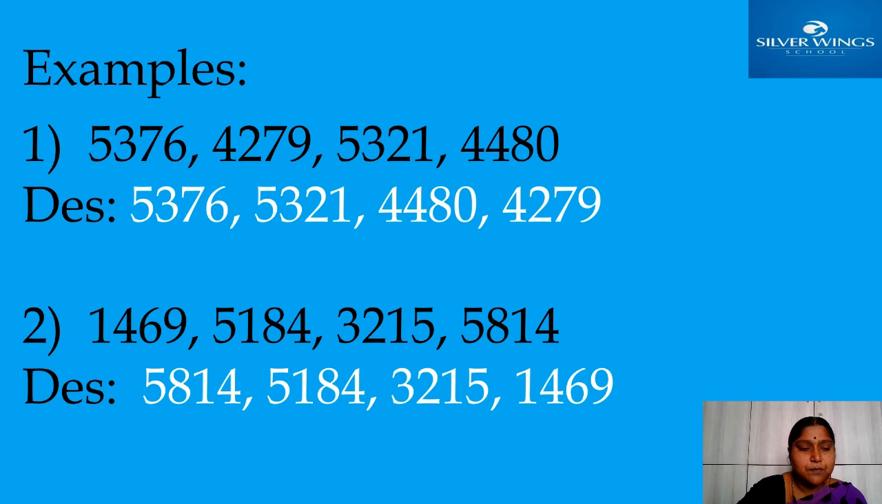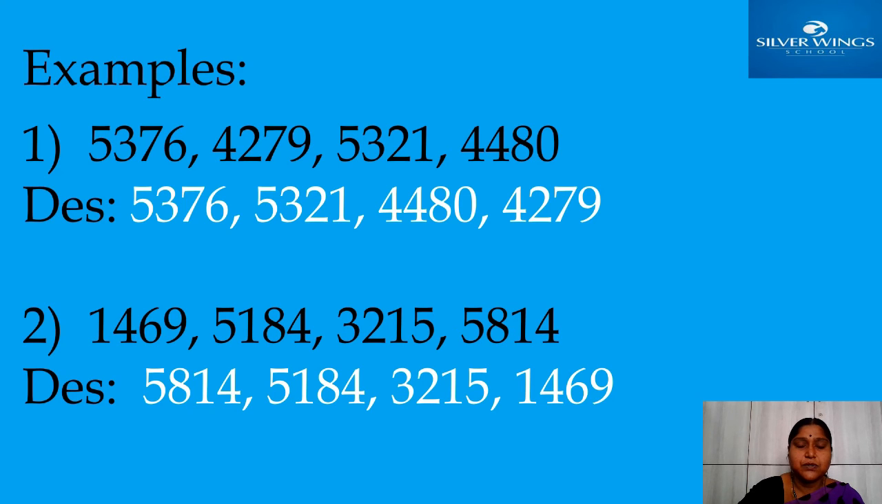In the first number there is 1 in the thousands place, in the second number 5, in the third number 3, and in the fourth number again 5. Now which is the big number? 5 is the big number, but 5 is in two numbers, the second number and the fourth number. Now go to the next higher place, the hundreds place. In the second number the hundreds place has 1. In the fourth number the hundreds place has 8. Then which is the big number, 1 or 8? 8 is the big number.